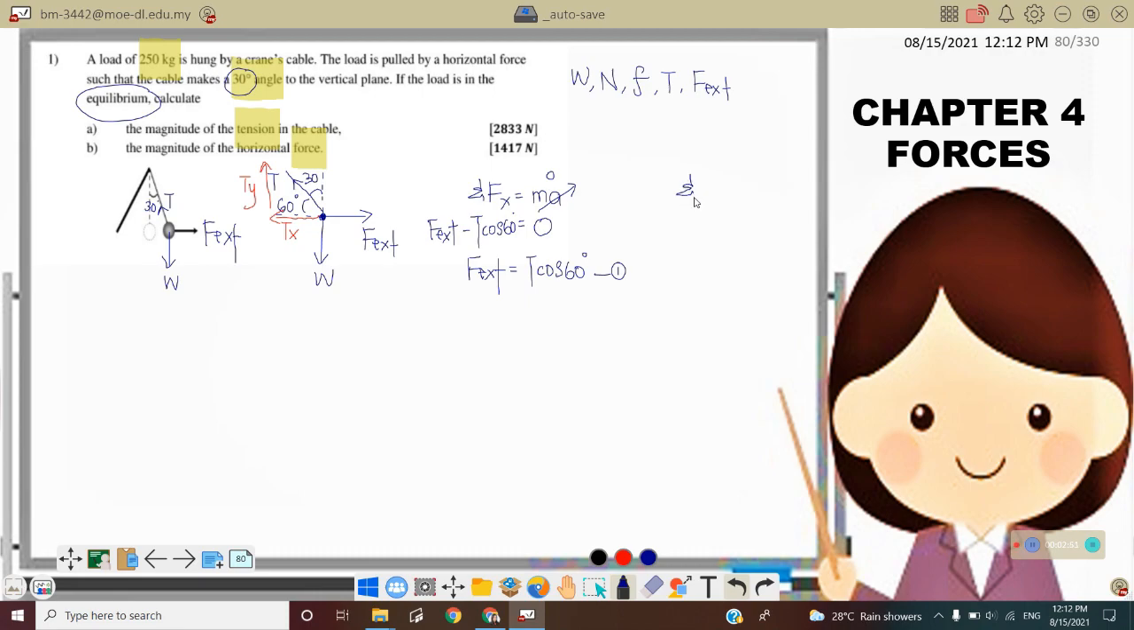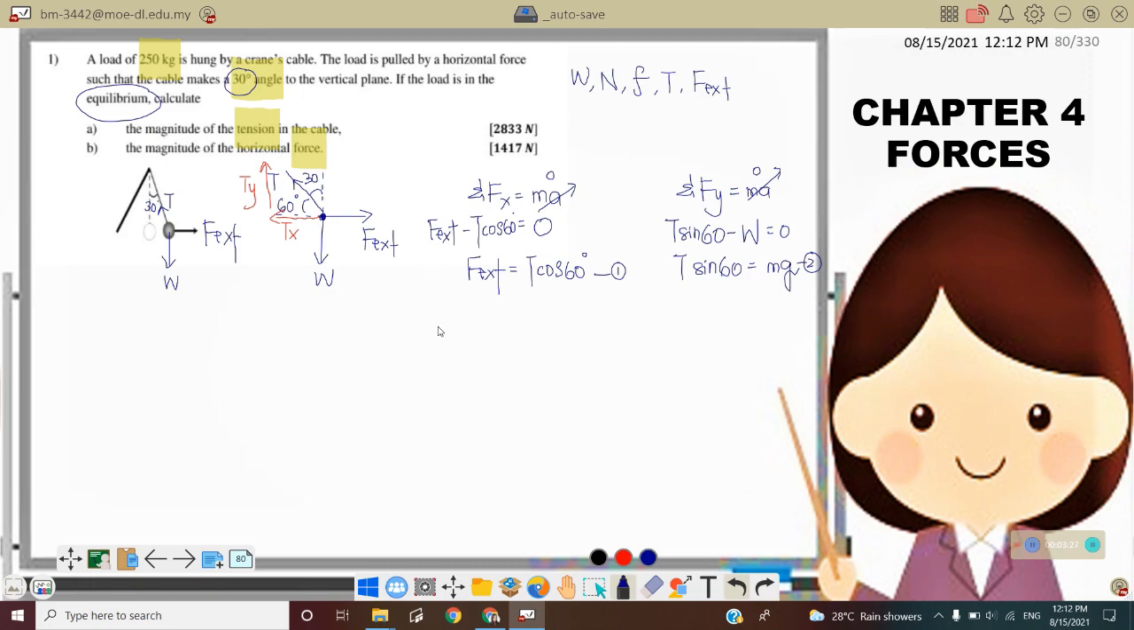Next, the sum of Fy equals ma. Because the question says it's static, again our acceleration is equal to 0. So the equation we get is Ty, which is T sin 60 acting upward, minus the weight equals 0. Or we can write it as T sin 60 equals the weight, and the weight is equal to mg. So this is the second equation that we can get.